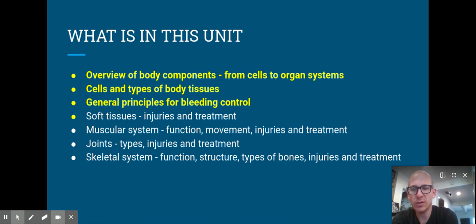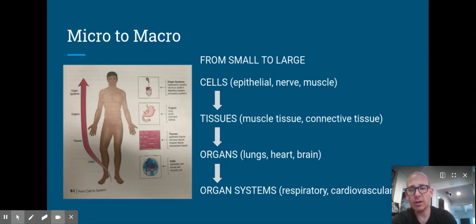The rest of it, soft tissue injuries, how we treat that. Same with looking at muscular system, joints, and skeletal system. We'll look at what they do, how they move, the different function of it, the specific injuries, and how we treat them. Okay, so start with the overview of body components.